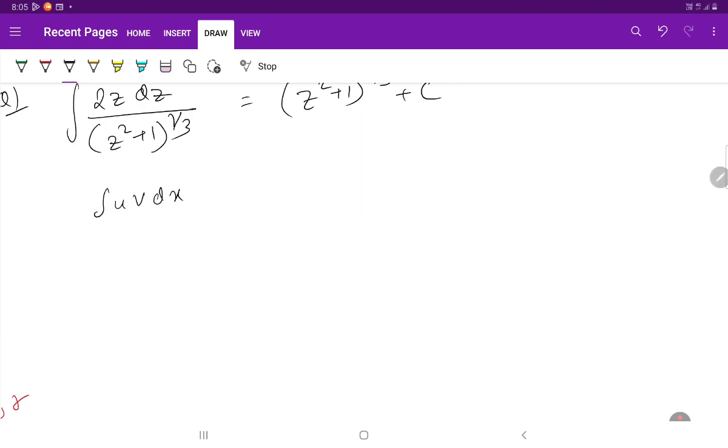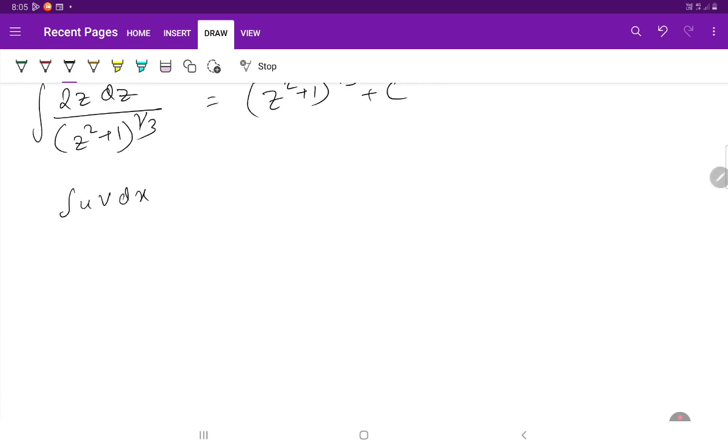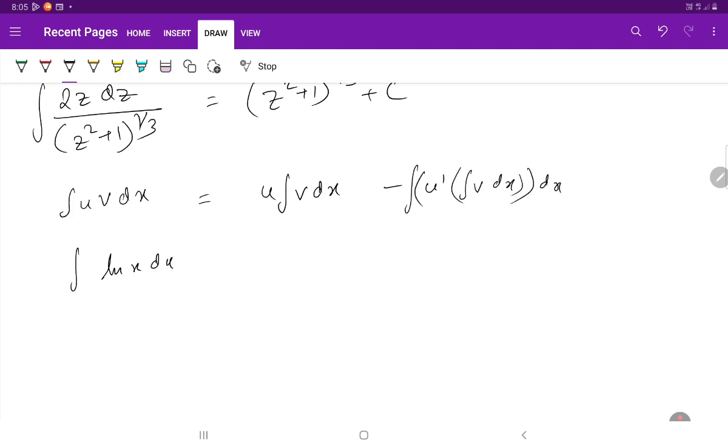I have told you about the integration of uv dx, where u and v are functions of x. I must have said it to be integration of u integral v dx minus integral of u dash integral v dx whole dx. Right, let us take a function: integration of ln x dx. Previously, what I discussed was that integration of 1 by x comes out to be ln x. Now we are doing the integration of ln x itself.